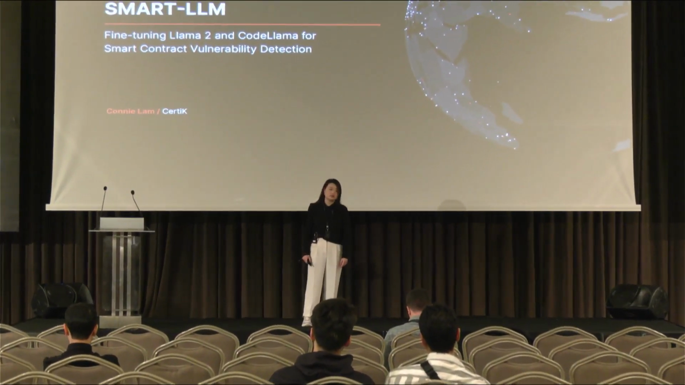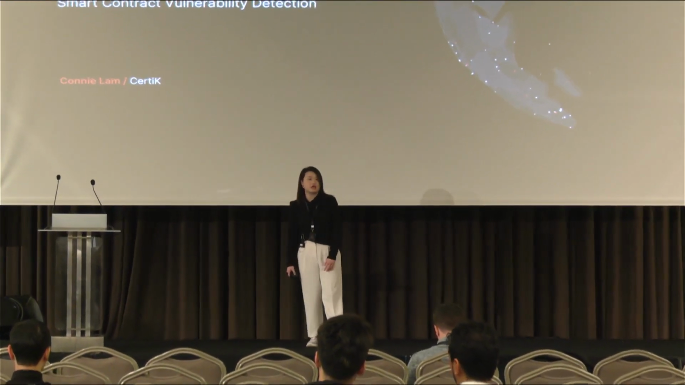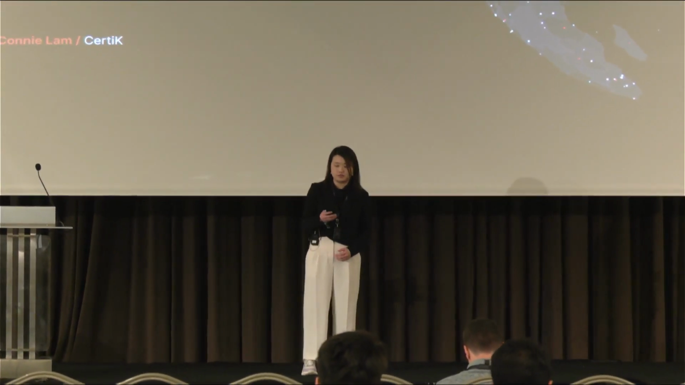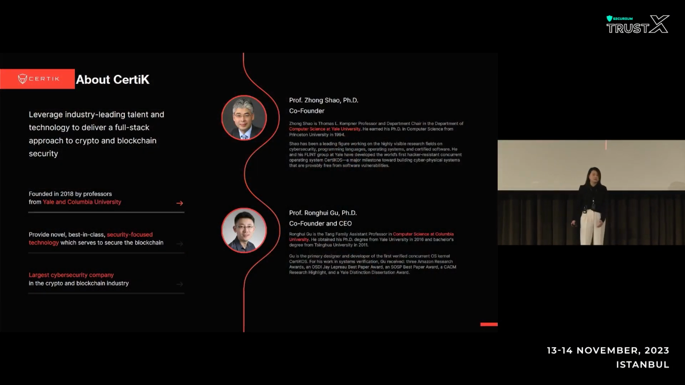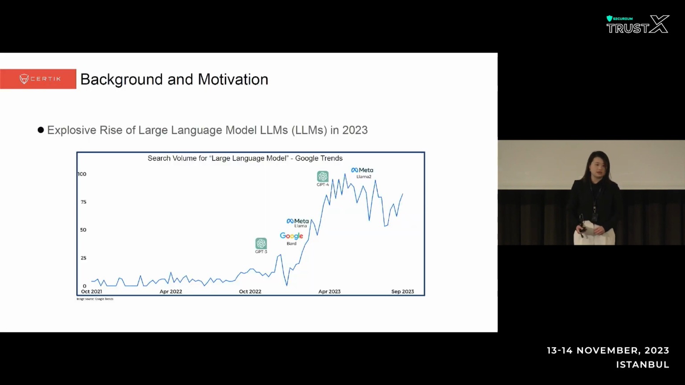Today, I'm going to share some of our learning and study about the fine-tuned large language model for smart contract vulnerability detection. Before getting started, about Certik: we are a blockchain security company founded in 2018 by two professors from Yale and Columbia University. We offer smart contract audits, L1, L2, and DApp penetration testing as well. In the past 5 years, we've helped more than 4,000 projects secure their code, and have secured more than $360 billion in assets.